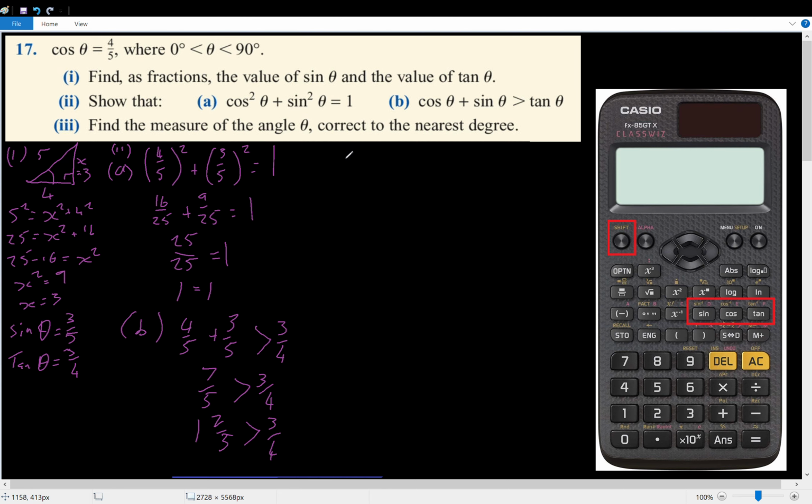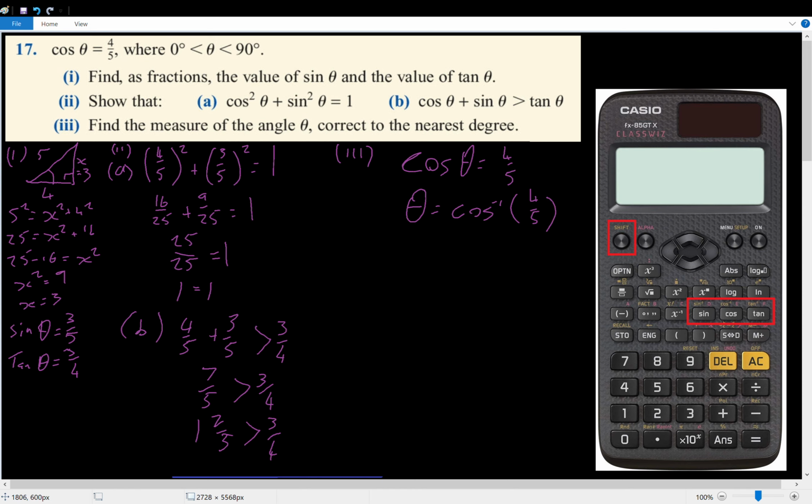And now for part 3, we've to find the measure of angle theta correct to the nearest degree. Now to do that, we can use either the cos, the sine, or the tan of the angle. It doesn't matter which one, but we may as well start with the cos because we were given the cos to start with. So we know that cos theta is equal to 4/5, which means that theta is equal to cos inverse of 4/5. And that we're going to have to go to our calculator for.